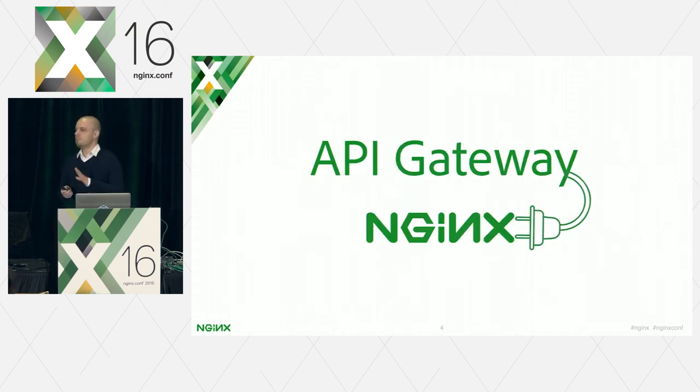But the core component of Adobe I.O. is the API gateway. What is the API gateway? It's actually the entry point for all the requests that are made to Adobe's APIs. This API gateway that we have developed is on top of nginx. So nginx is the engine of the API gateway. Adobe's API gateway is nginx.